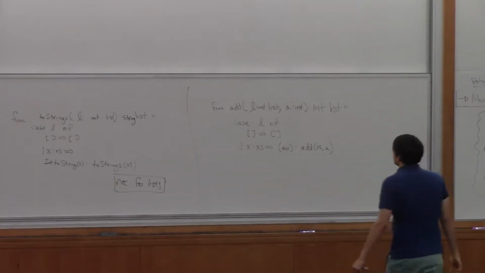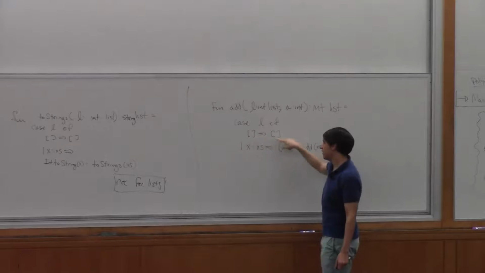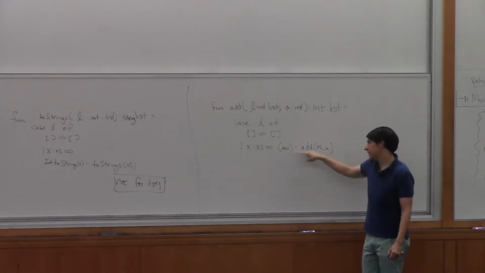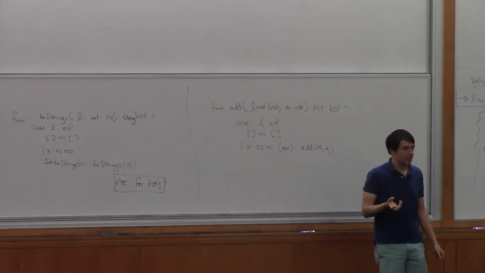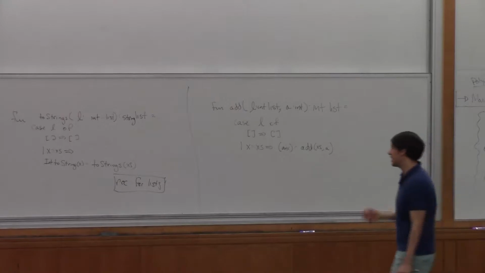So here's another function that looks pretty much the same. If I'm adding a number a to everything in a list, then if the list is empty, then empty. Otherwise, if it has a head and a tail, add a to the head, recur on the tail. So it's the same pattern: do something to the head and then recur on the tail.